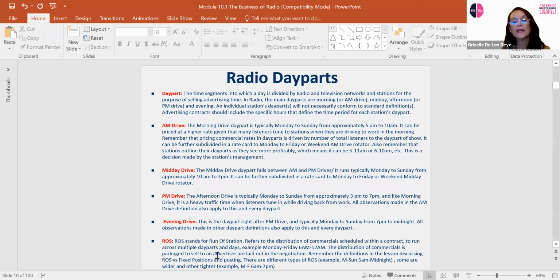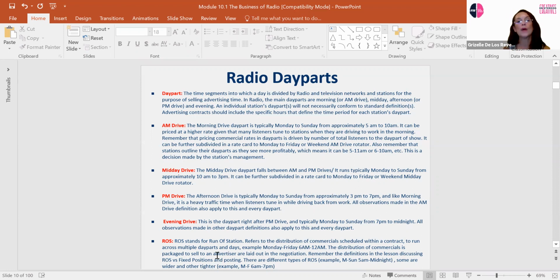And the last point here on this slide is your run of station, or ROS, which again, may vary by the station, and it may vary by the definition. You may have an ROS that may be 6 a.m. to midnight. Or you may have an ROS that is as wide as Monday through Sunday, 6 a.m. to midnight. So always remember, the more freedom that you give a station of placement, your reward, if you're the buyer, is going to be a lesser rate. But again, you have to be very open to paying a premium or paying less, depending on how wide your ROS is.